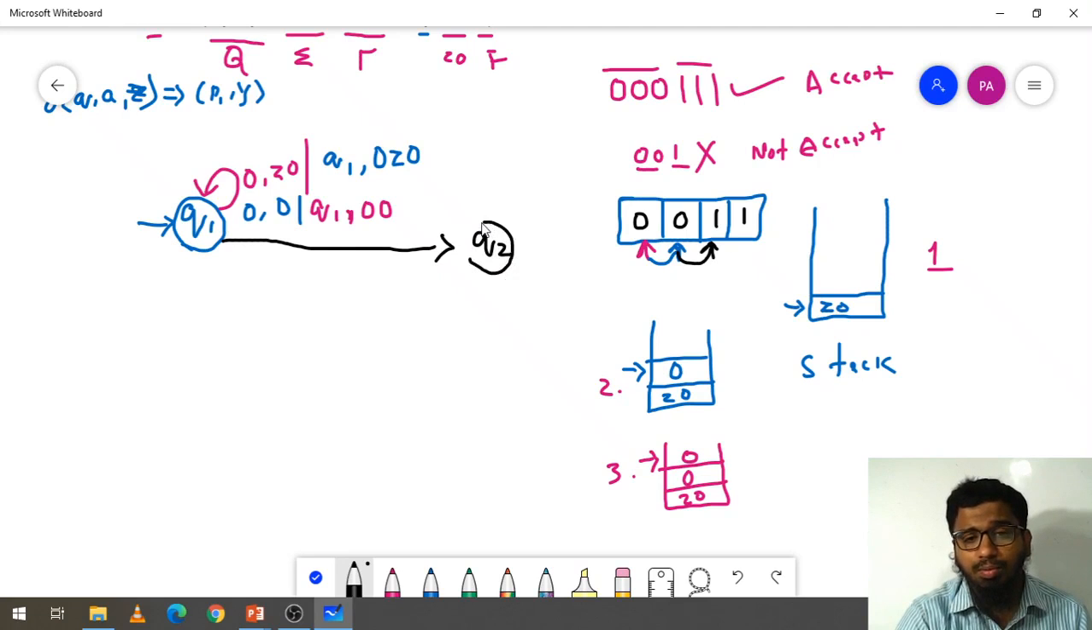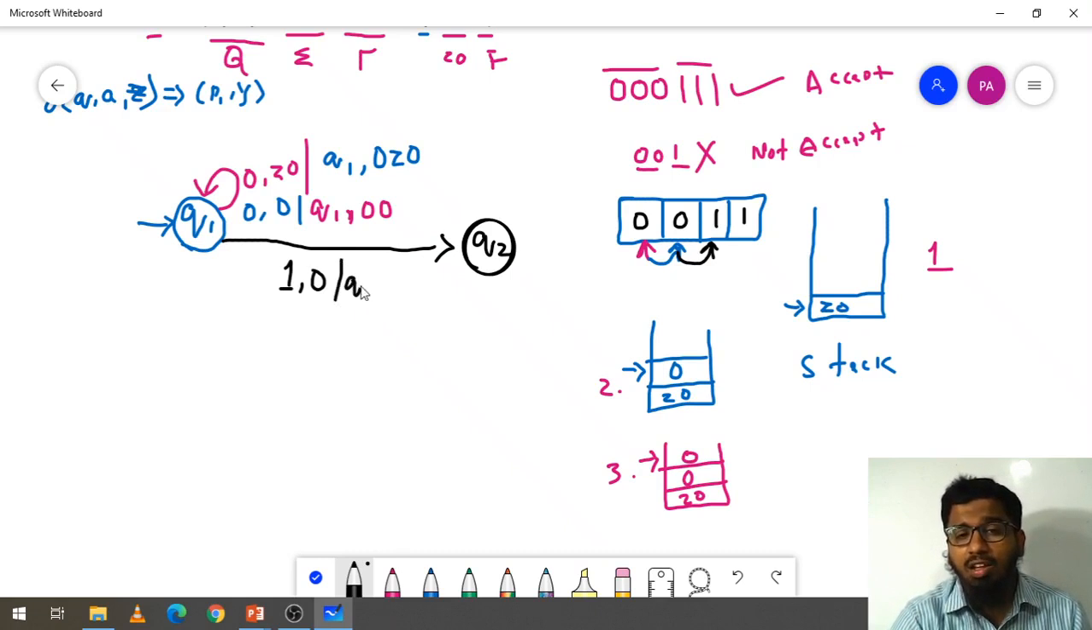The next state is Q2, and when Q1 on 1, and what is at the top is 0, at that time we go to Q2. Q1 on 1 with 0 on top, and this is called epsilon, meaning we are removing this. What is the fourth one?